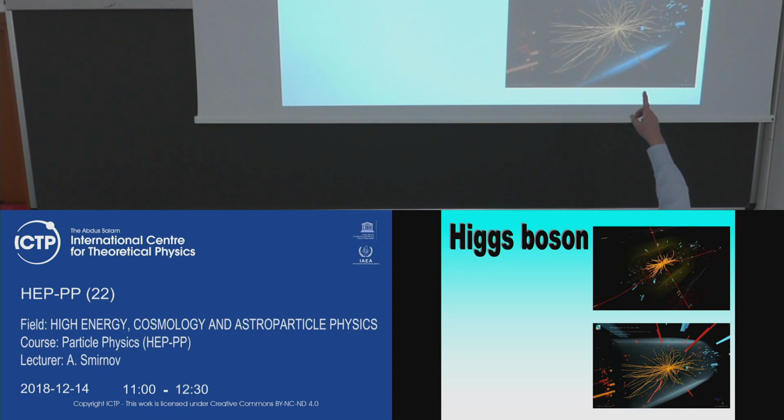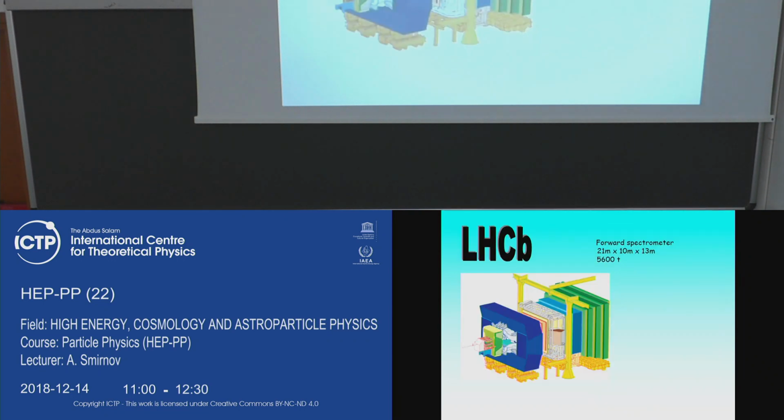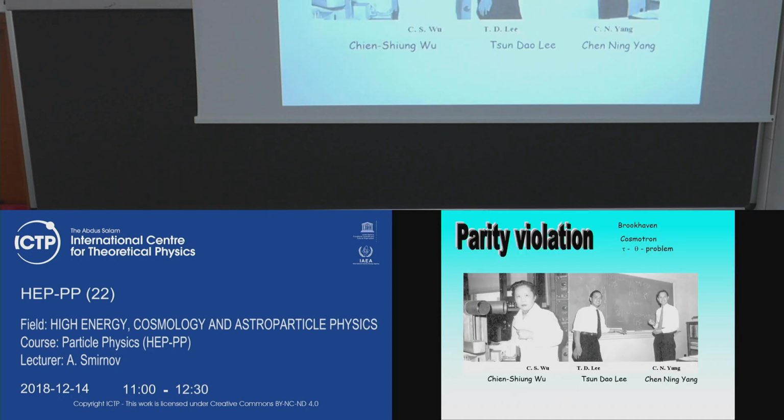I think here is the event when Higgs boson decays into Z and virtual Z, because the mass of two Z bosons is bigger than the mass of the Higgs boson. So one should be virtual, and then these Z zeros decay into leptons. So you have four tracks here. So this is LHCb. I mentioned it. Aimed at studies of B mesons.